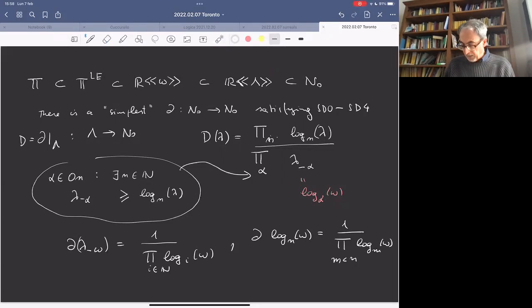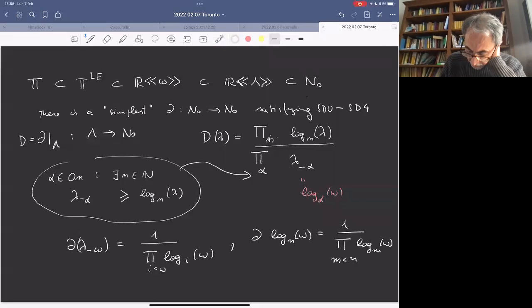So if you take the logarithm n times of omega and you take the derivative, you end up with 1 over this finite product. And if you take the derivative of lambda minus omega, by the way it's defined, you get this 1 over an infinite product of the previous logarithms. Okay, this is what Vincenzo did. Now some properties.